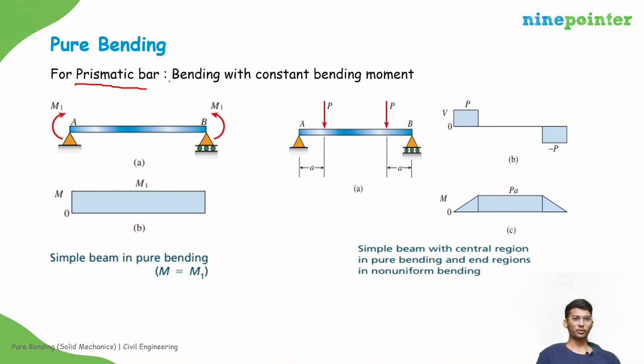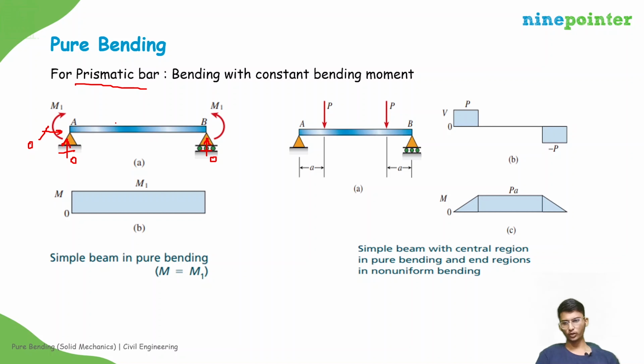I hope you already know about shear force diagrams and bending moment diagrams. So let us take one case of pure bending. Let us take a simply supported beam, a simple beam, and it is applied with couple M1 at the ends A and B, at the supports A and B. The reactive forces here and here will be zero from horizontal, vertical and moment equilibrium. So we only have these couples M1.